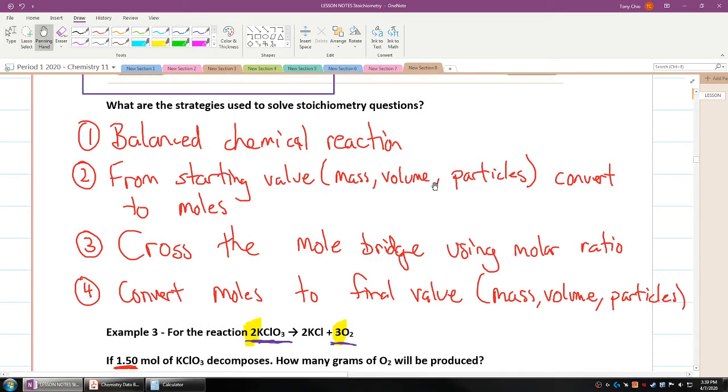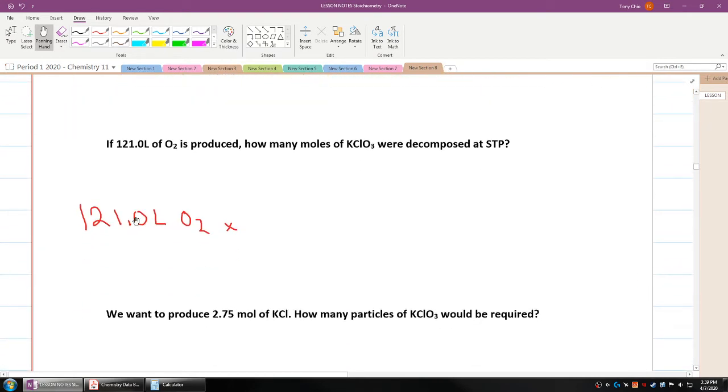But now from your starting value, which we have in volume, convert to moles. So you want to convert these liters to moles. So you go from your STP, which is 1 mole of O2 per 22.7 liters. As you see, your liters cancel out. Now our next step is to cross your mole bridge.